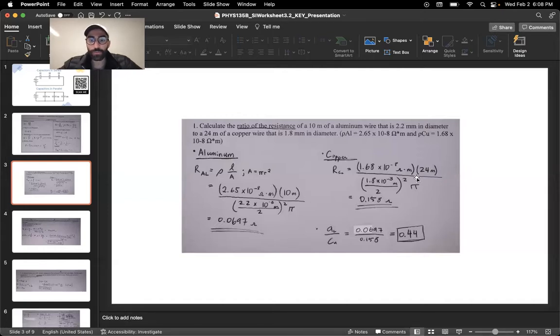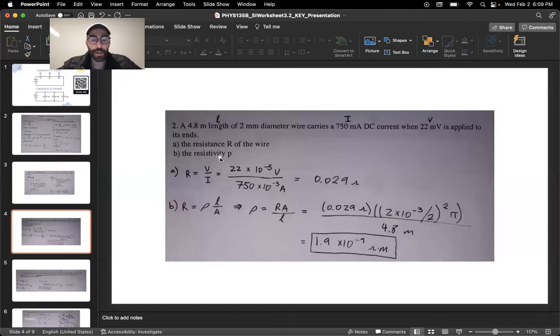At this point, we're looking for a ratio of aluminum to copper. So aluminum over copper, plug in our values, and we get a value with no units because ratios don't have units. So that one should be pretty clear, and it's just to introduce this equation, that being the resistance of a wire with an area. Okay, so that one's pretty easy, so we can just keep going.